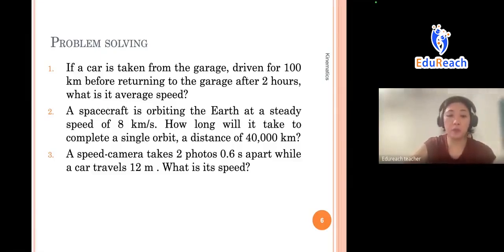Okay. Question number 3. A speed camera takes 2 photos 6 seconds apart while a car travels 12 meters. What is its speed? Okay, this thing about the 2 photos is a little bit irrelevant, because what is relevant for us is that the time is 0.6 seconds and the distance that it traveled would be 12 meters. So again, we are given time and we are given distance. We want to find out the speed.